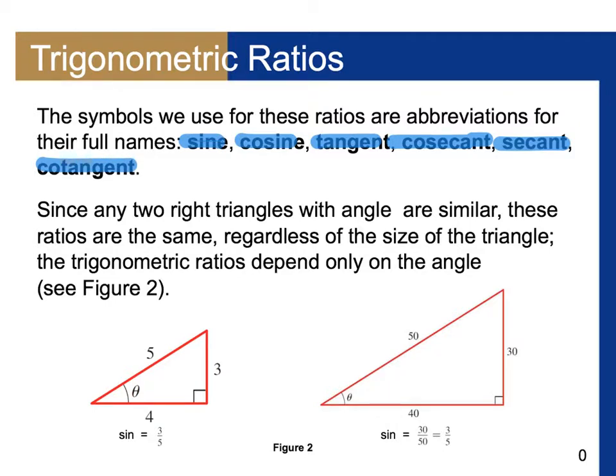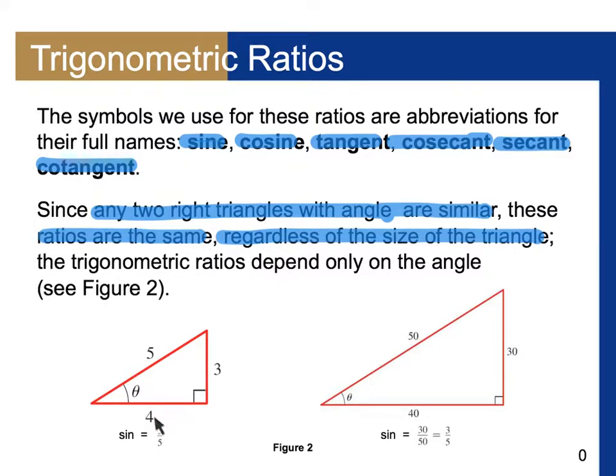Now, when we have any two right triangles with similar angles, the ratios are the same, regardless of the size of the triangle. By similar triangles, we mean, let's say in this example, we have 3, 4, and 5, but if you multiply everything times 10, we get 30, 40, and 50. So we're expanding that triangle to a larger scale by multiplying each of these sides by the same number.